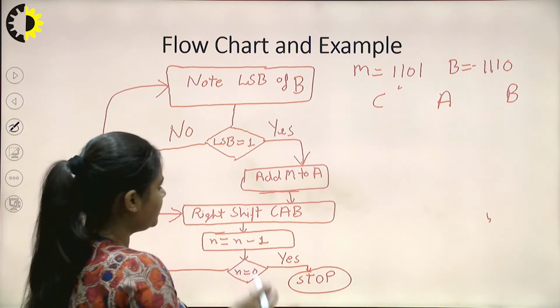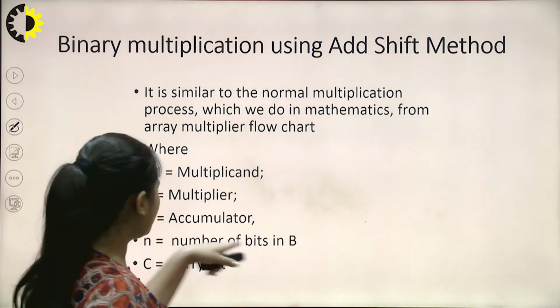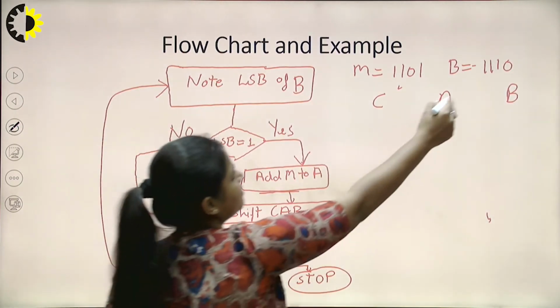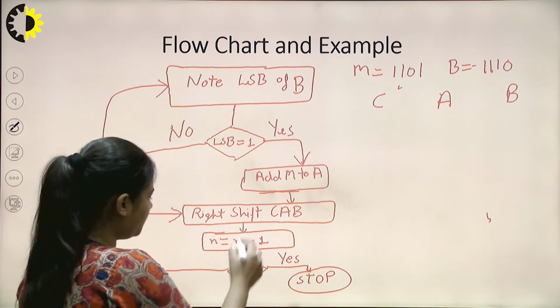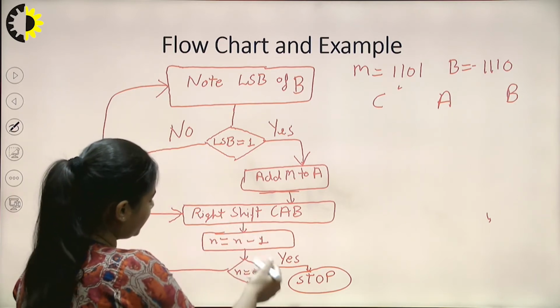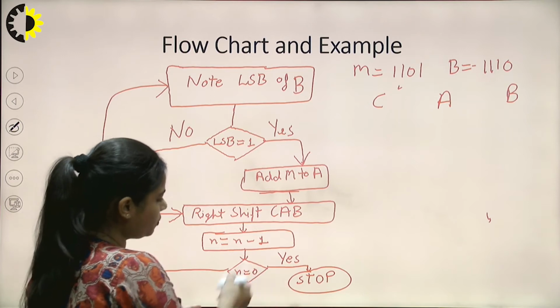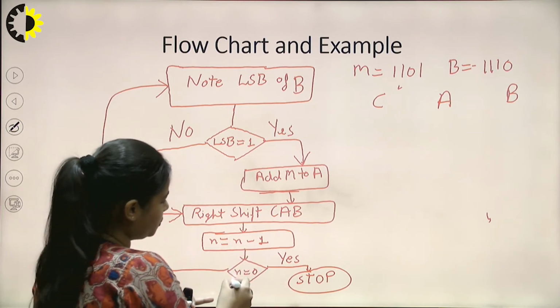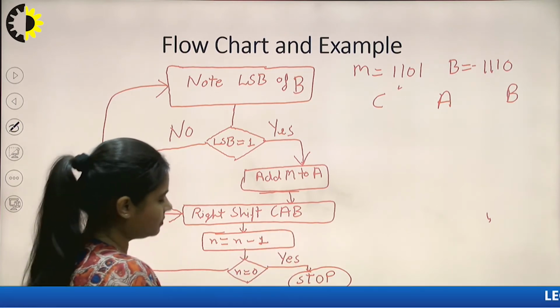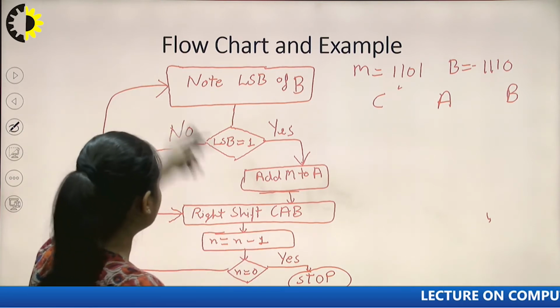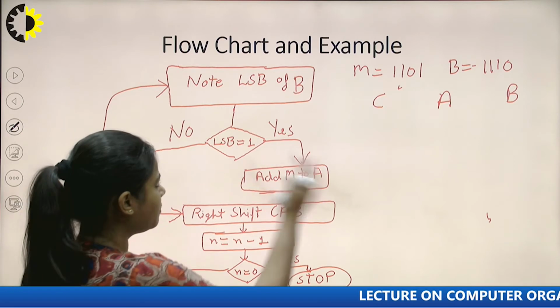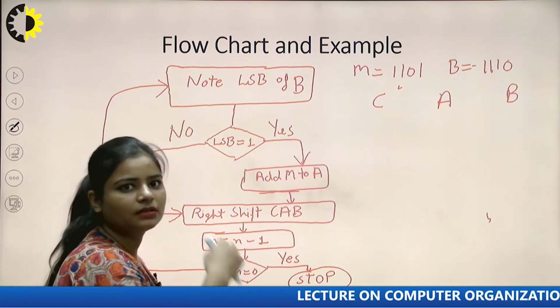What is n? n is basically the number of bits in B. So in every loop, the value of n will be decreased, and then we check whether n is equal to 0 or not. If it is 0, we will stop the complete execution process, or else we will move to the loop. Okay, let's solve the example, then you can understand this flowchart better.